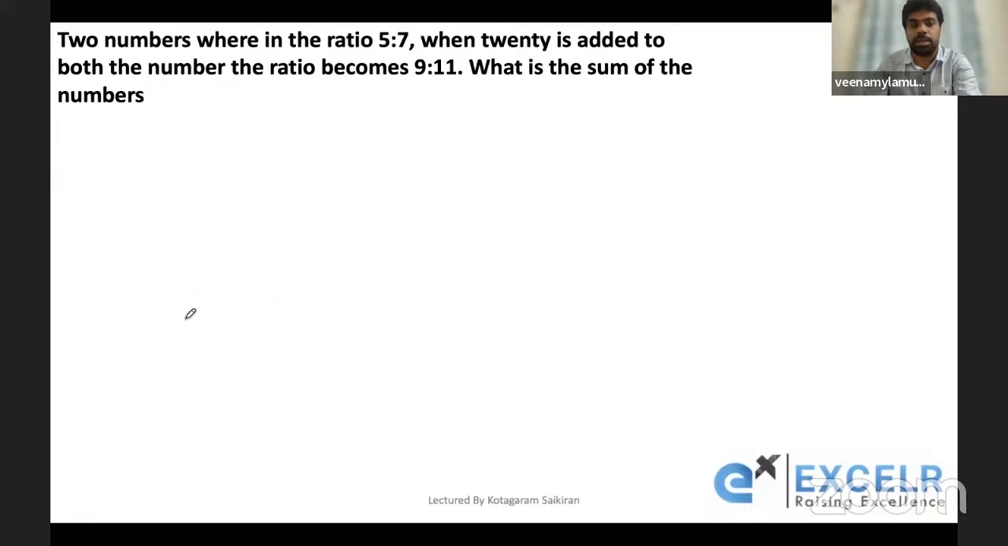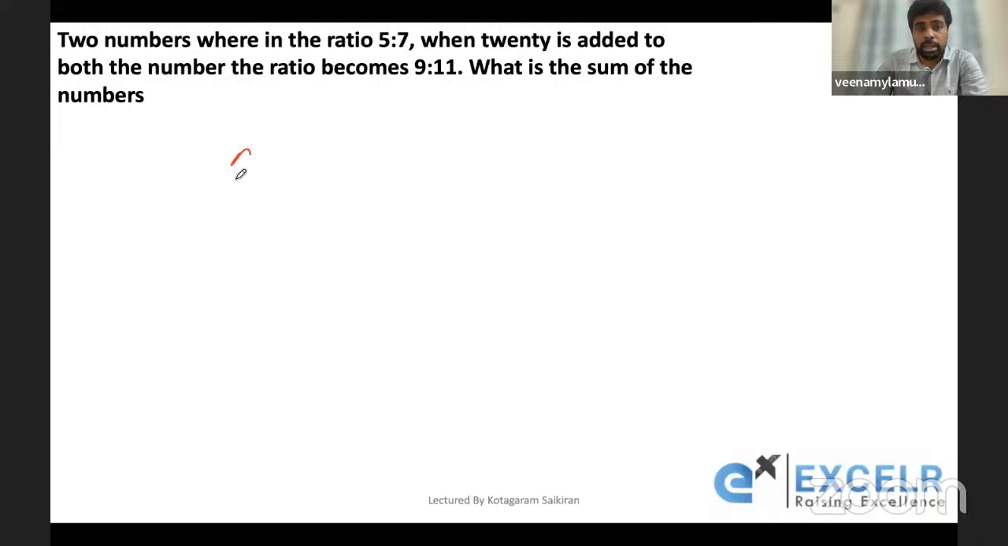So now coming to this, see this question. I'll explain this question. First I'll tell you whichever way you find in books, that way I'll tell you. After that, I'll give a shortcut way. Two numbers were in the ratio 5:7. When 20 is added to both the numbers, the ratio becomes 9:11. What is the sum of the numbers?